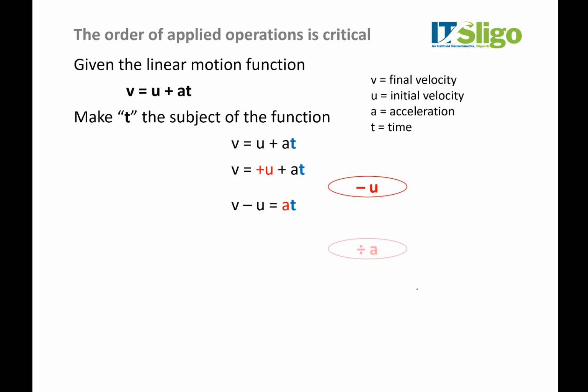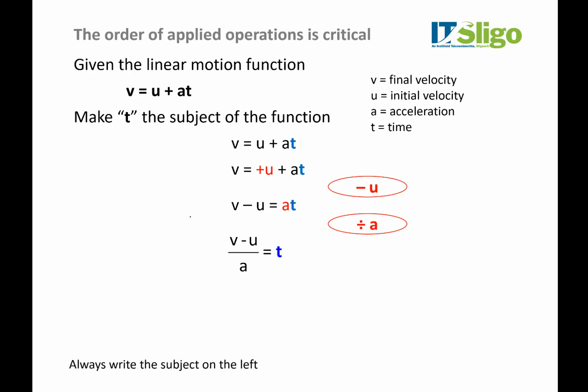Now we want to get rid of the a that's joined on by multiplied. So to get rid of it, we divide both sides, and again put brackets around all the left hand side if you want, but everything on the left gets divided by a. And finally then always write your subject on the left. That's it there. So we've now manipulated the function for t, made t the subject, we've isolated t. There's several different ways of saying it.